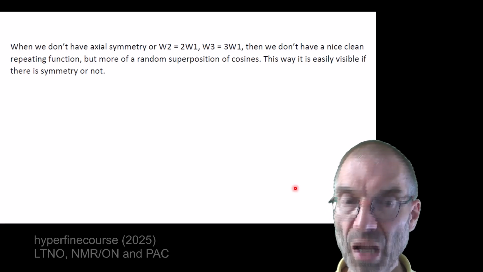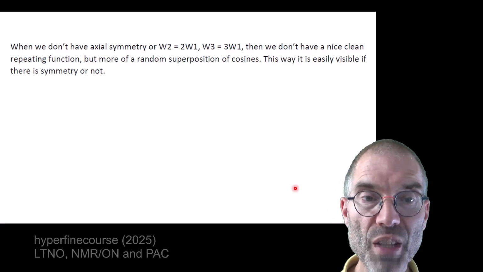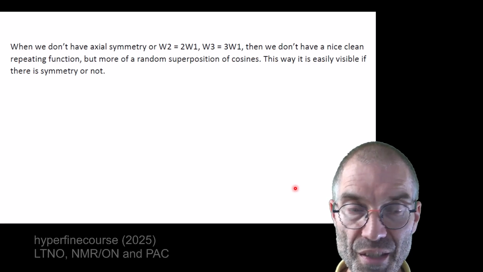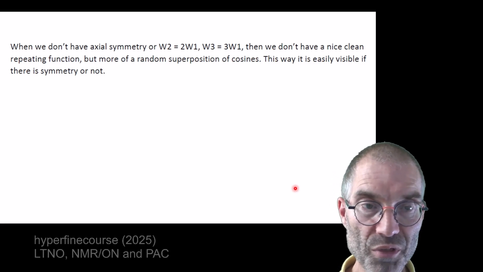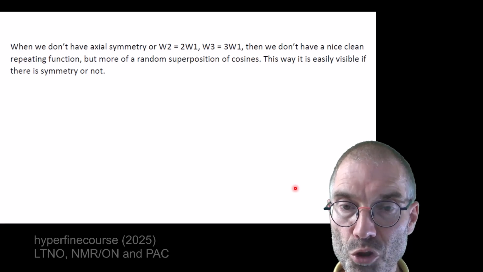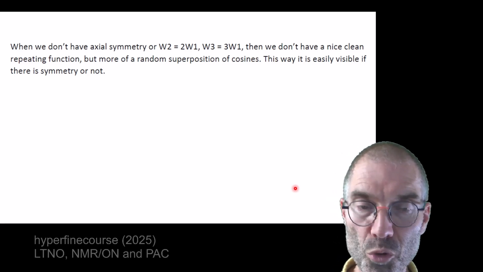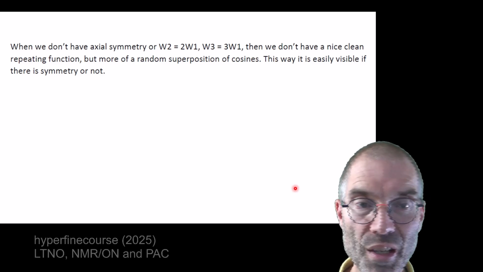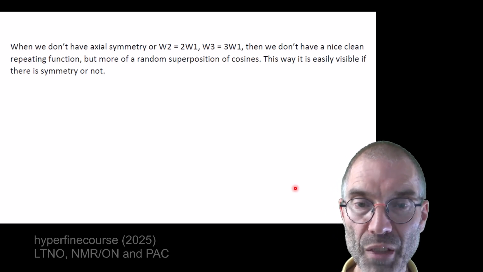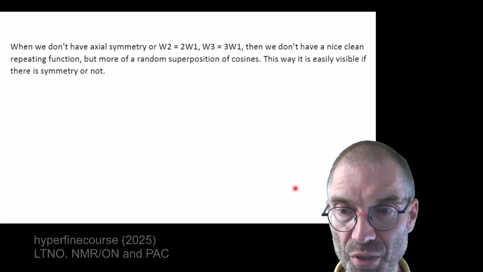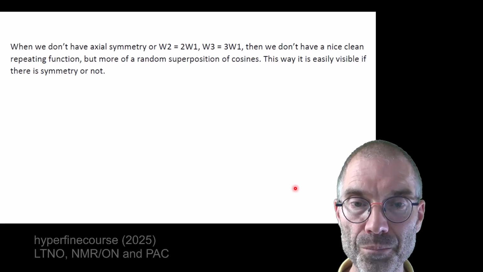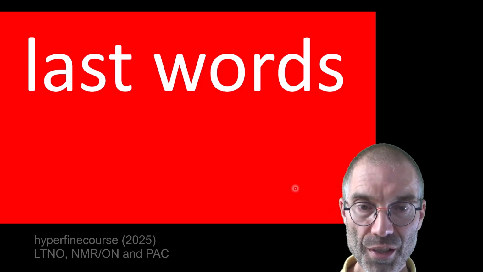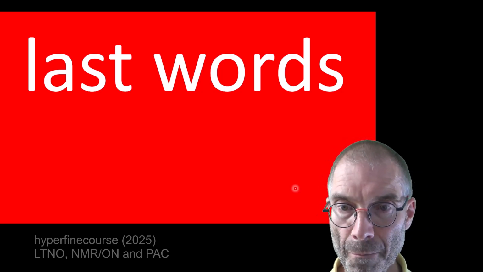So one possible answer to that question in words would have been: if we don't have axial symmetry, so if we don't have these integer multiples, then we don't have a nice and clean periodic function, but rather a superposition of 3 cosines with, well, not random frequencies, but definitely not harmonic frequencies. And that leads to a non-periodic final pattern. That concludes the discussion about PAC.